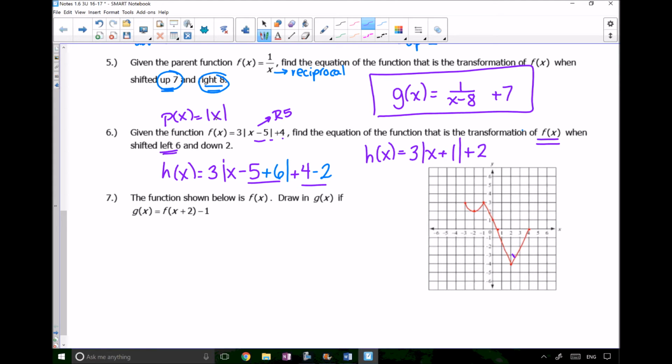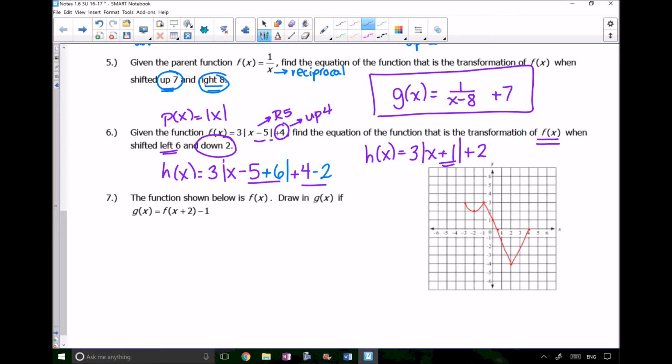So I'm going to go to the right 5 from my parent function, and then I'm going to go to the left 6. So if I go to the right 5 and then I go to the left 6, essentially what I'm doing is I'm just going to the left 1. Okay, and this is saying that I'm going to go up 4 from my parent function and then down 2, so altogether I'm just going up 2. Okay, all right, number 7.